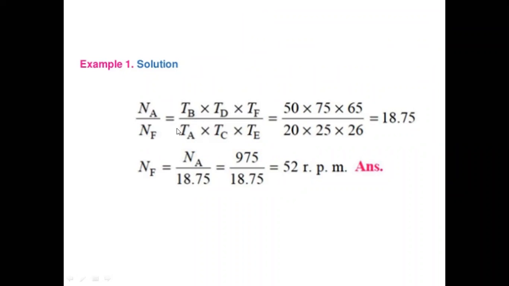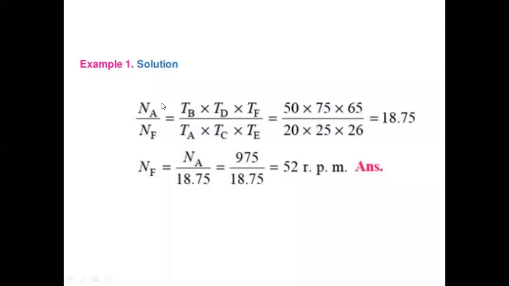So the number of teeth on gear B is equal to 50, the number of teeth on gear D is equal to 75, and the number of teeth on gear F is equal to 65, divided by the number of teeth on A which is 20, on C which is 25, and on E which is 26. So this ratio is equal to 18.75.